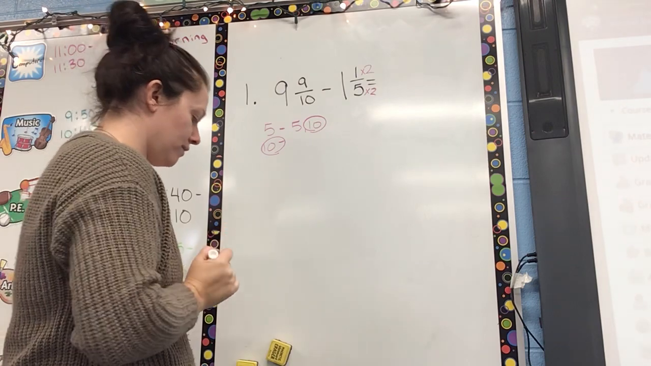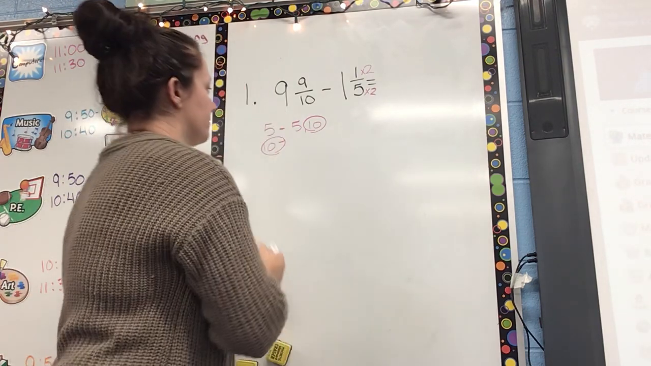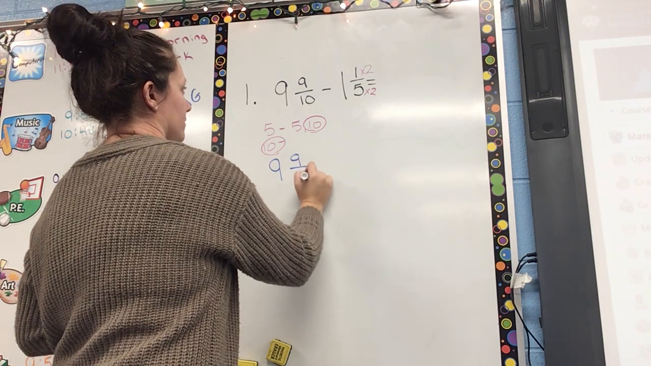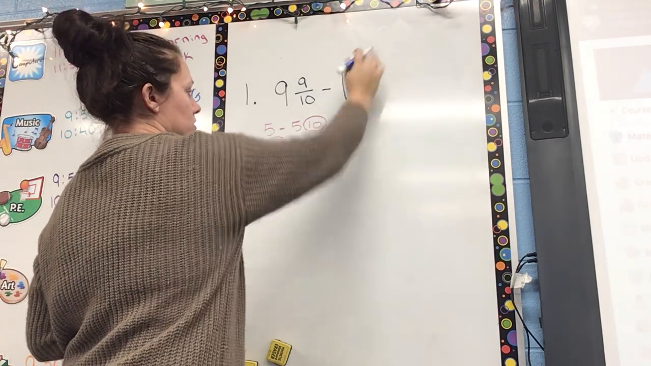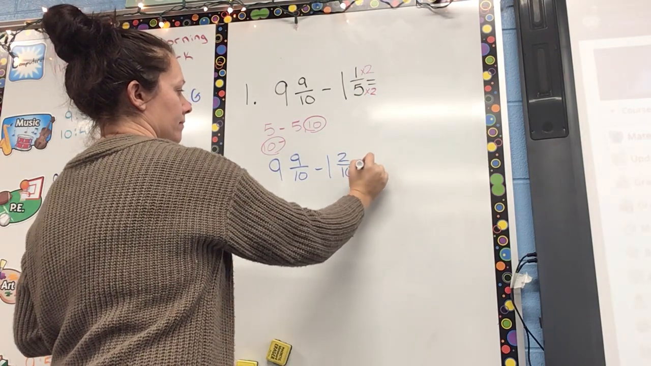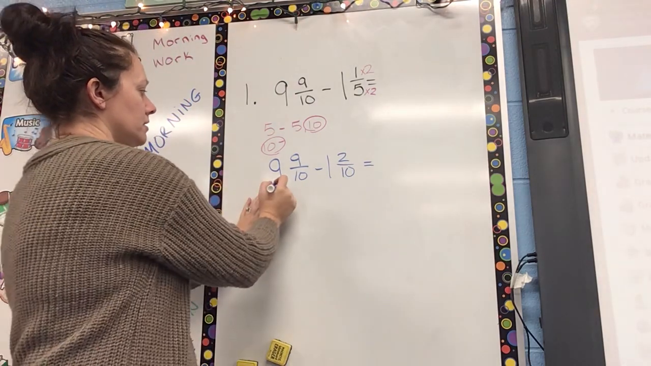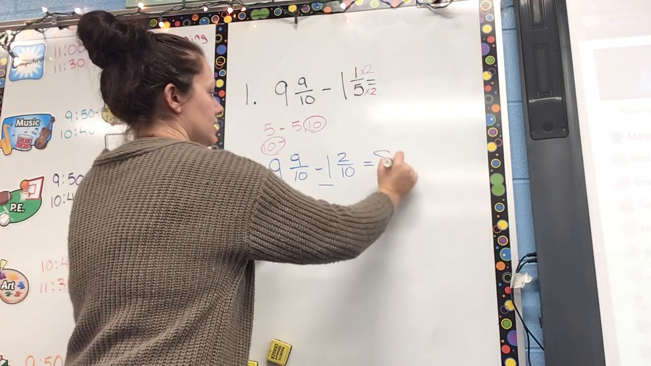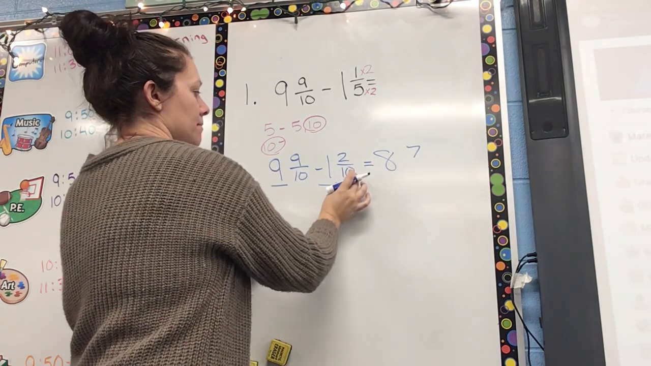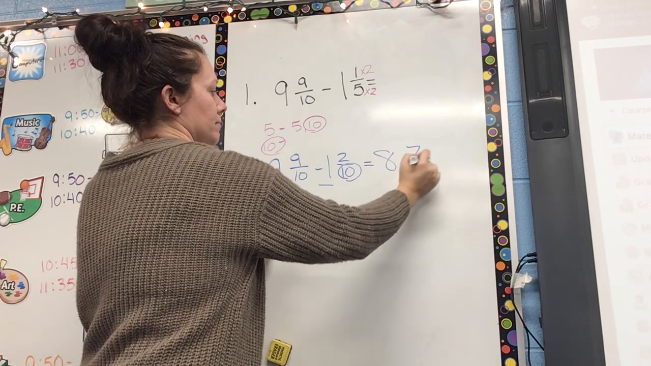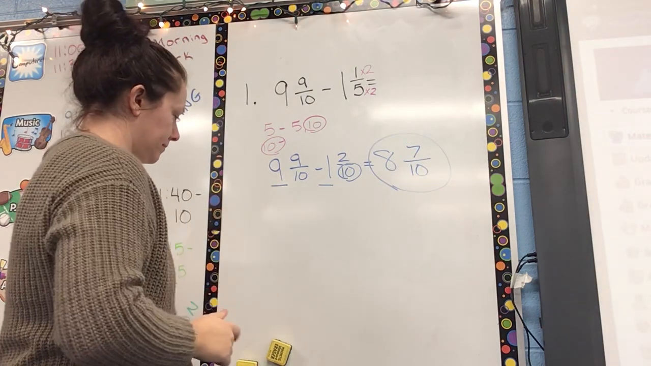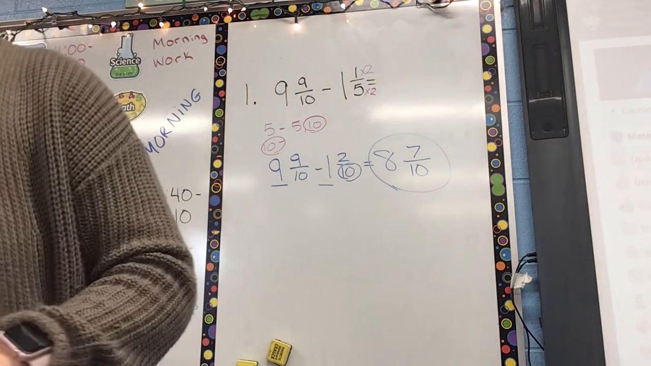So let's rewrite our new fractions down here. One times 2 is 2. 5 times 2 is 10. When we subtract my whole numbers, 9 minus 1 is 8. 9 minus 2 is 7. And my denominator stays the same. Done. Let's look at another one.